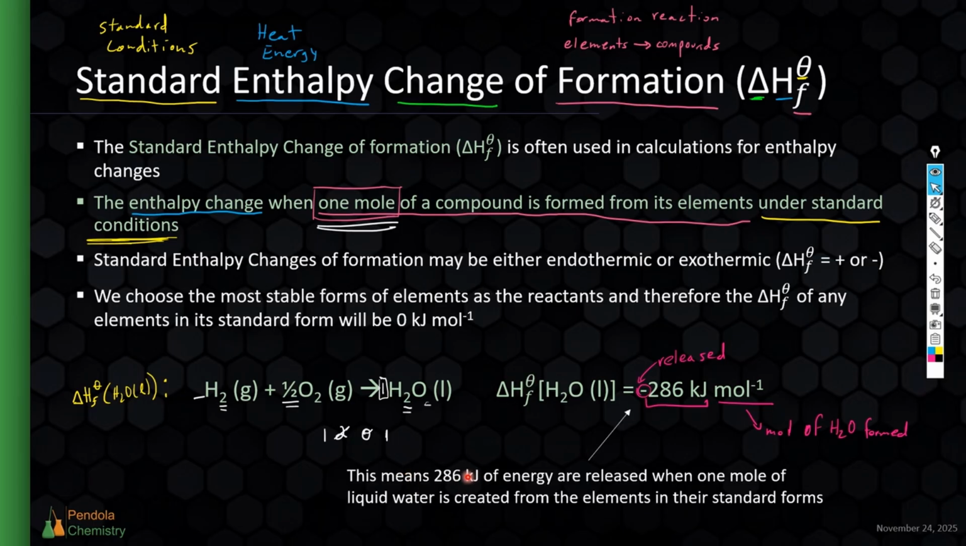That means that 286 kilojoules of energy are released when 1 mole of liquid water is created from its elements in their standard forms. What are the elements in the standard form? 1 mole of H2 gas, because hydrogen is H2 when it's stable, and 1/2 a mole of O2 gas, because oxygen is O2 when it's stable.